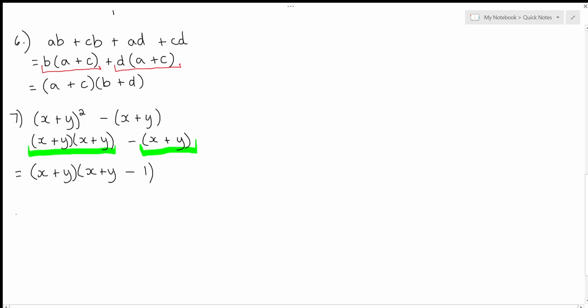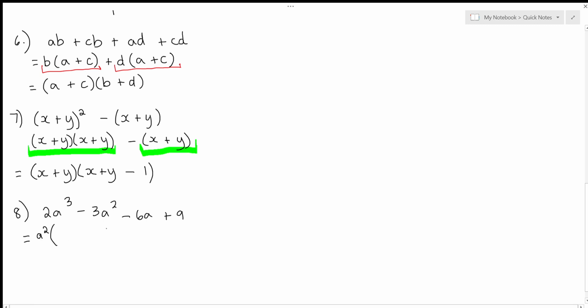Okay, number 8. Number 8, we have 2a³ - 3a² - 6a + 9. Okay, let's have a look at our common factor. In a situation like this, you've got to look at it and see whether you need to rearrange it, or things like that. So I'm going to look at the first 2 terms. Okay, so in the first 2 terms, I've got a cubed here and a squared. So my common factor here would be a squared.